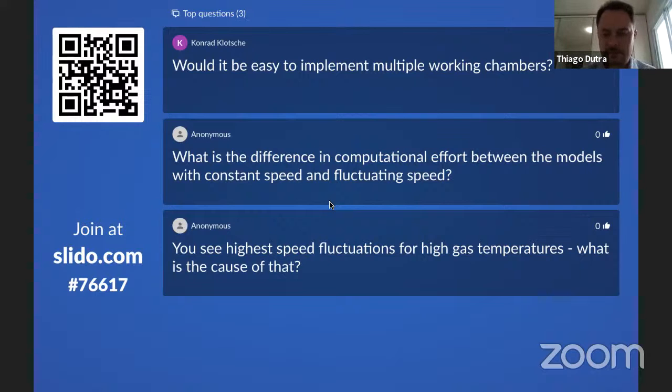Okay, thank you. The next question is, you see highest speed fluctuations for high gas temperatures. What would be the cause of this?